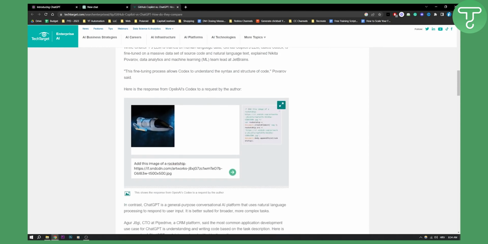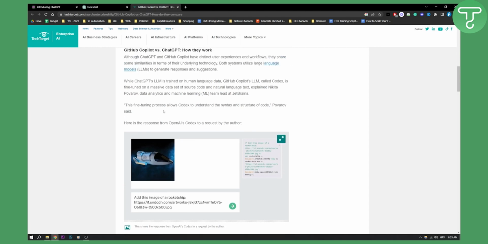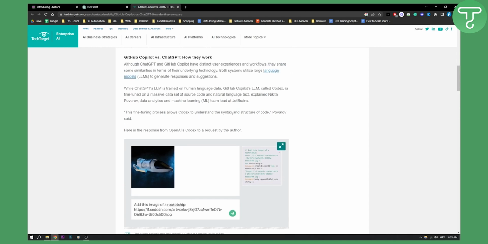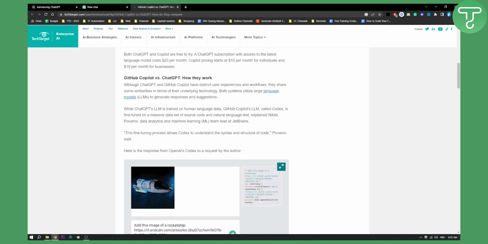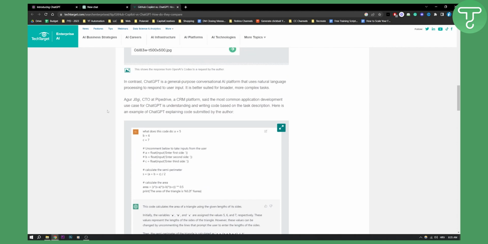Now, as you can see, here's the response from OpenAI Codex to a request by the author right here. Now, this shows the response from OpenAI Codex. And by the way, the fine-tuning process allows Codex to understand the syntax and the structure of the code, as you can see. So basically, the only difference right here is GitHub Copilot is more so aimed at people that are tech savvy and people that know how to program and that know how to code. While on the other hand, ChatGPT is more for a wider and more general public, I would say, and that's why they are a little bit different.